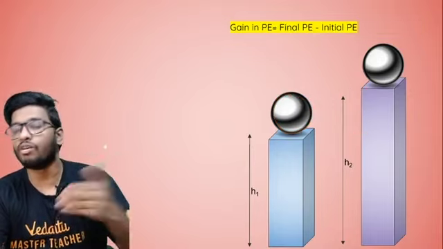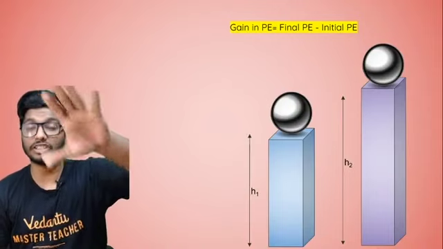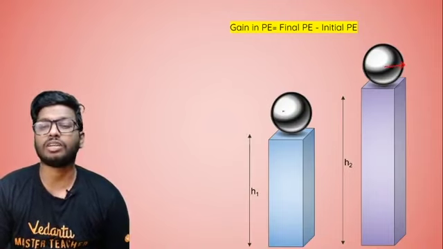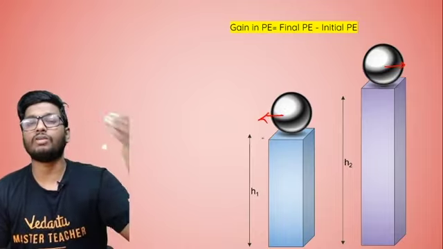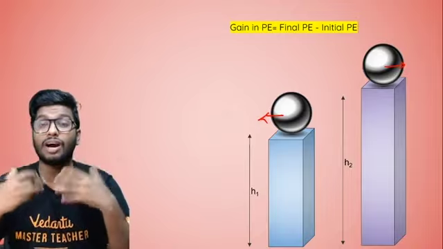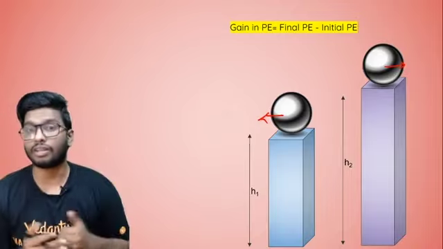How do I go about it? So gain in potential energy is nothing but, guys, final potential energy minus the initial potential energy at this point. You will get the gain in potential energy, or the difference in potential energy, that is the work you have to do to pull it up and keep it at that particular height.